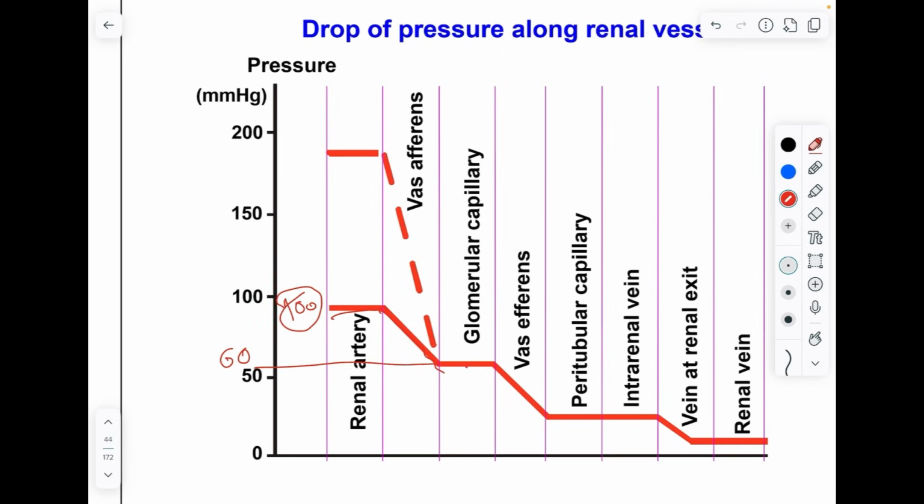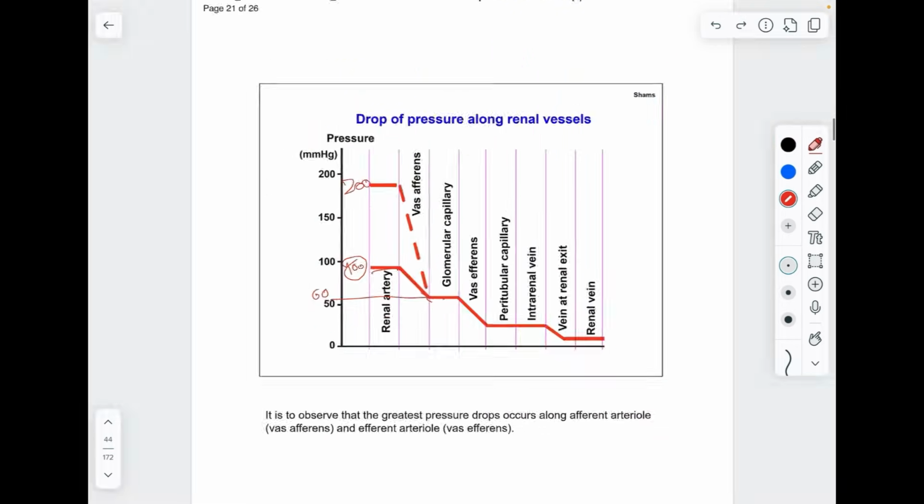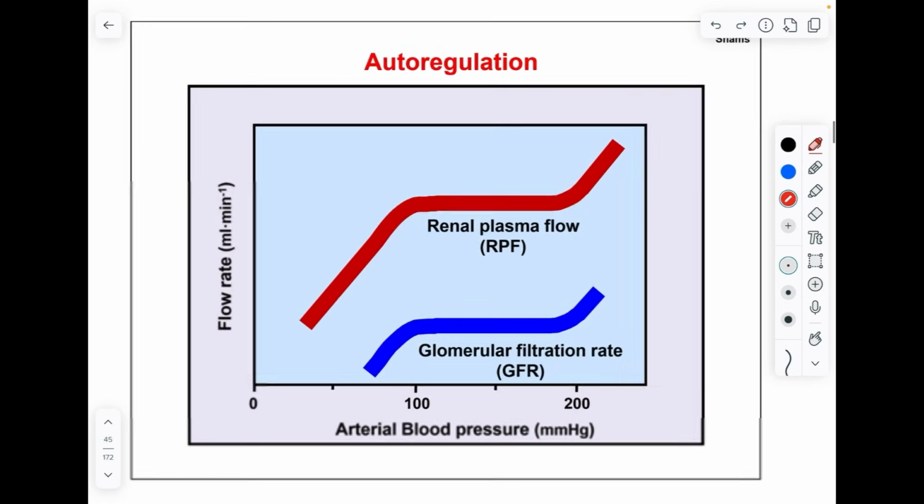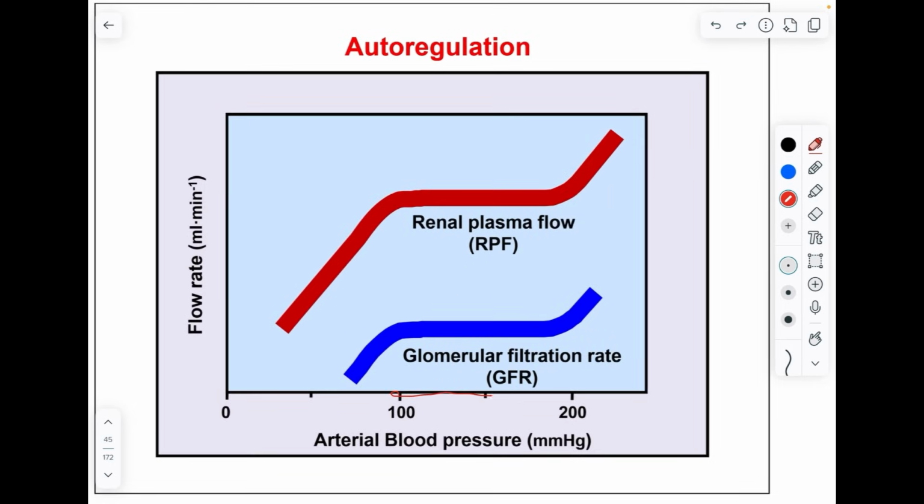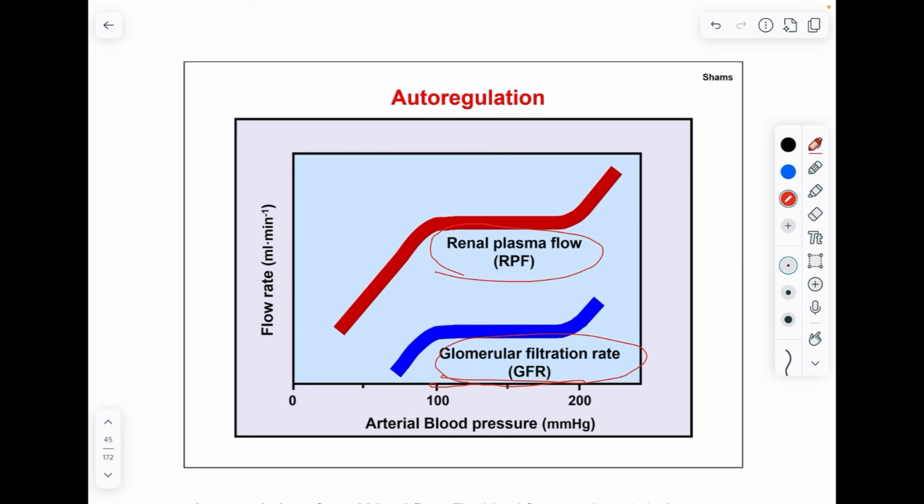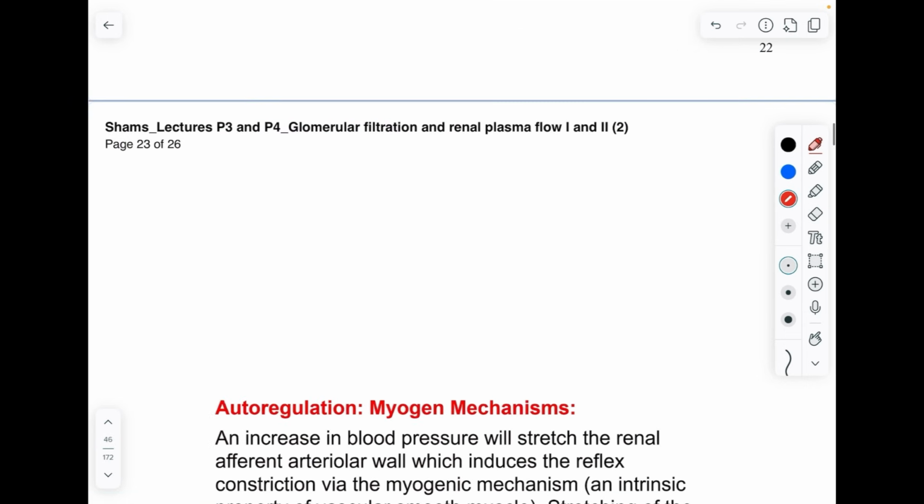Now you take that 100 and you make it 200, and you look at the glomerular capillary pressure and it's still 60. Why? Because this is regulated by the vas afferens. How? This is what we will explain now. When you increase the pressure, we can maintain by auto-regulation the same capillary pressure. So the glomerular filtration rate does not change, neither does the renal plasma flow. How? As we said, by the afferent arteriole.